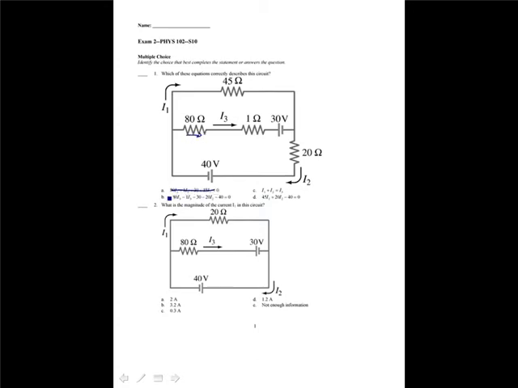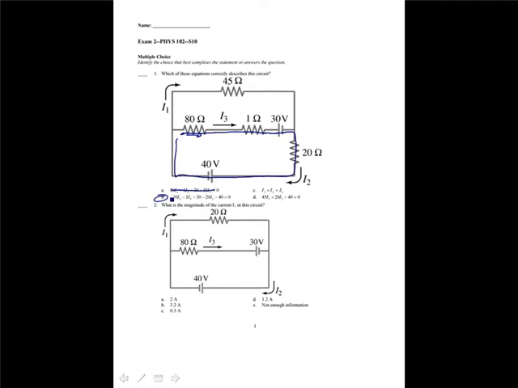Here we have minus 80I3. That's starting here and going in this direction. Minus 1I3. Minus 30, that's correct. Minus 20I2. And minus 40, which is also correct. So that one is correct.